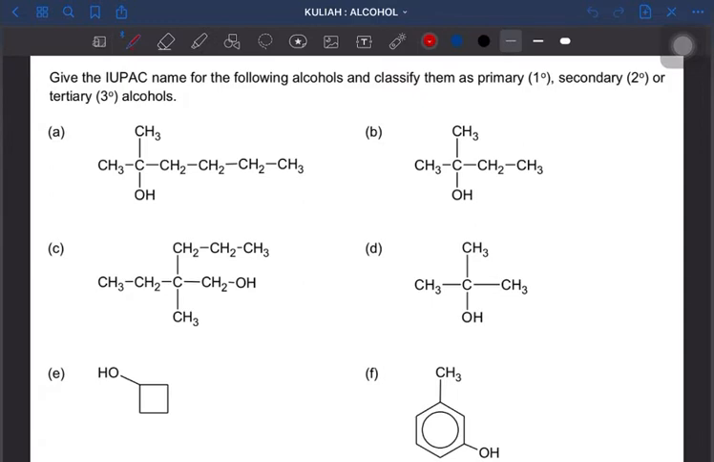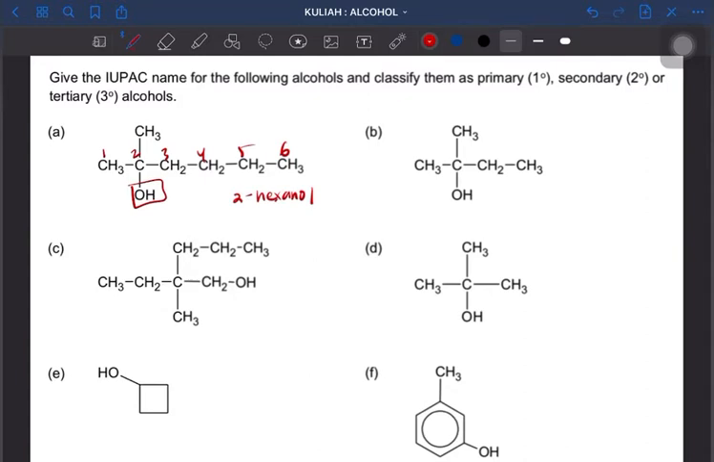Just like what I said, we have to number the parent chain. We have to find the longest parent chain. So here we number from left to right first: 1, 2, 3, 4, 5, 6. So we know that the longest chain here is 6 carbons. So this is hexanol. The OH is on carbon number 2, so 2-hexanol.